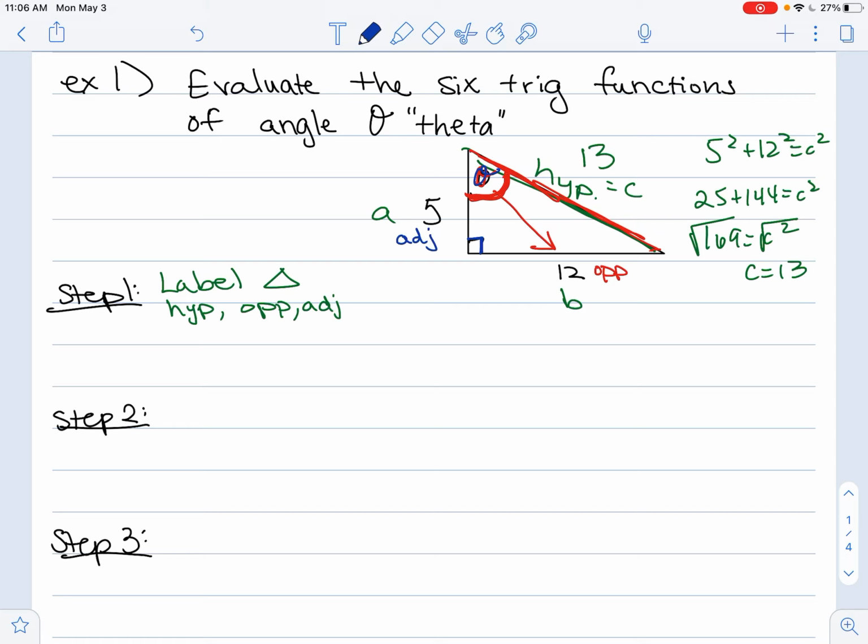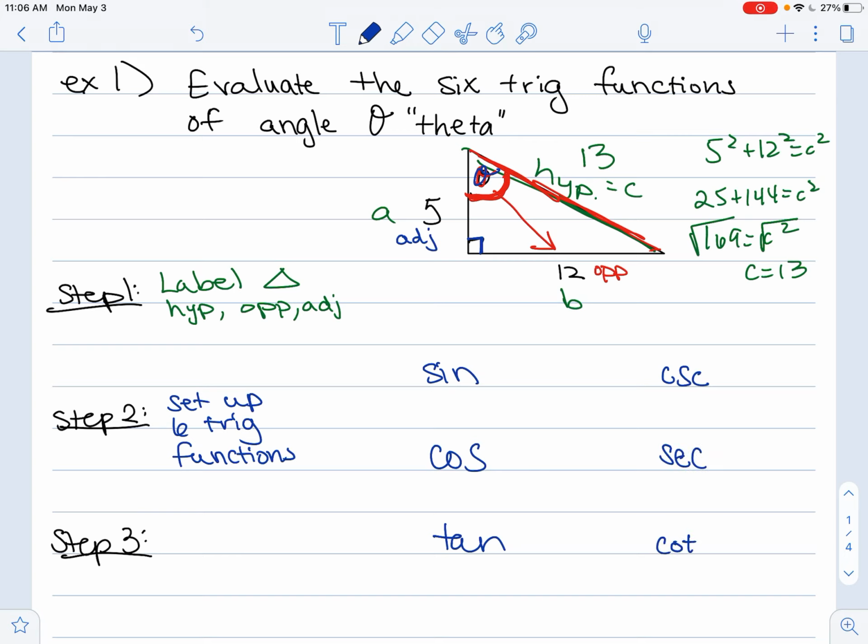Okay, so now that we've got this labeled, step 2 is we're going to set up the 6 trig functions. Okay, so we have sine, cosine, tangent, and then remember sine and cosecant are reciprocals of each other. Cosine is a reciprocal of secant, and then cotangent is a reciprocal of tangent. So we're going to set those up. Okay, so now we're going to find them. And then we're going to use SOH CAH TOA to solve the rest.